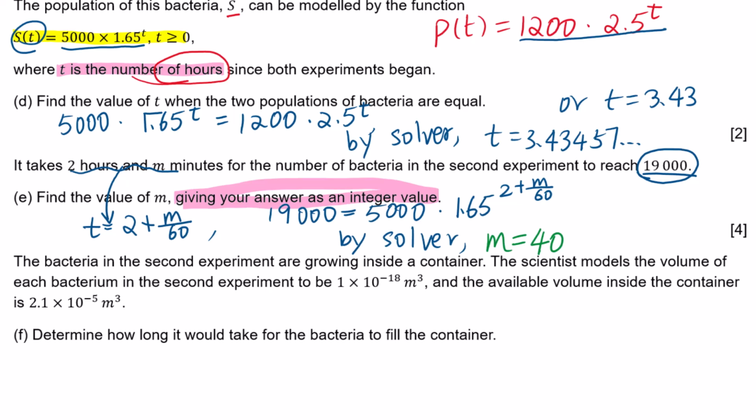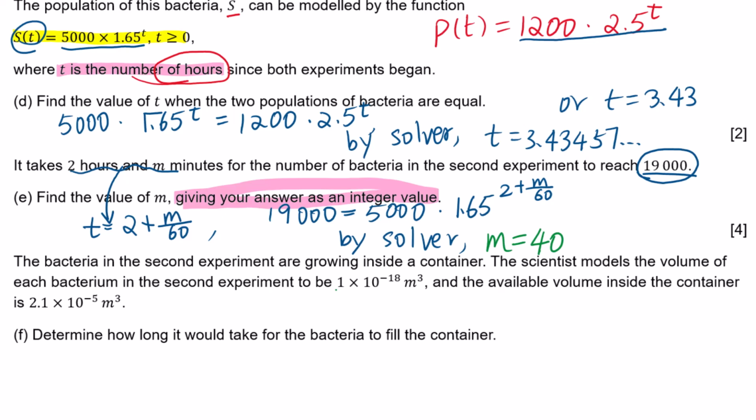The bacteria in the second experiment are growing inside a container. The scientist models the volume of each bacterium in the second experiment to be 1 times 10 to the negative 18th meter cubed, and the available volume inside the container is 2.1 times 10 to the negative 5th m cubed. Determine how long it would take for the bacteria to fill the container.